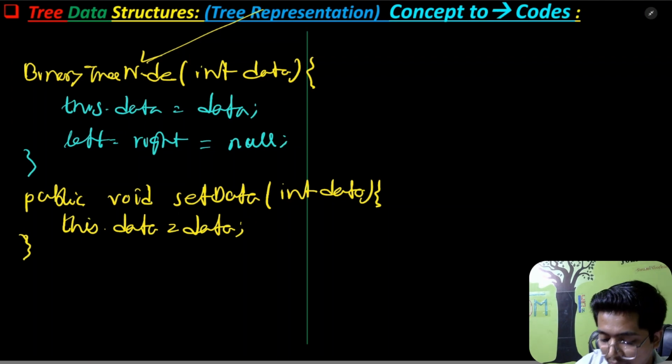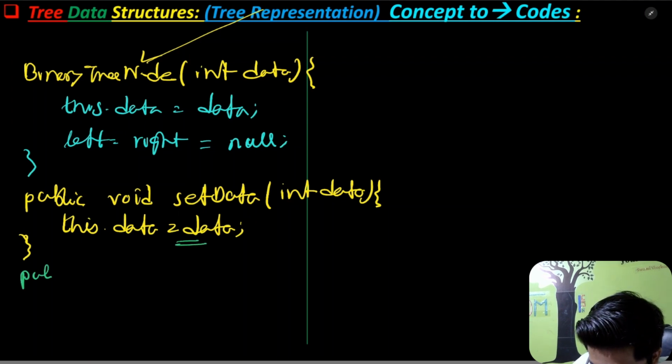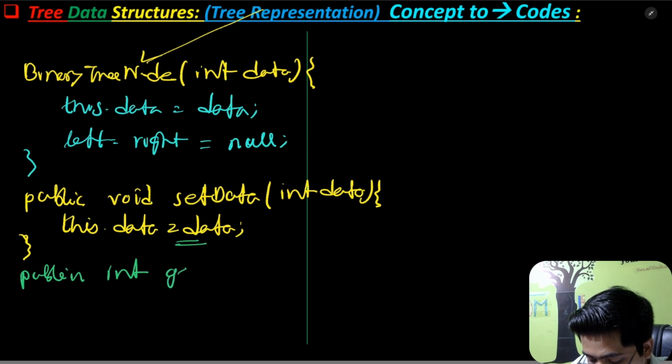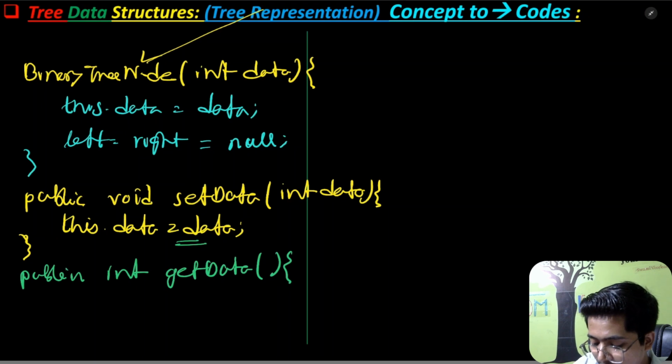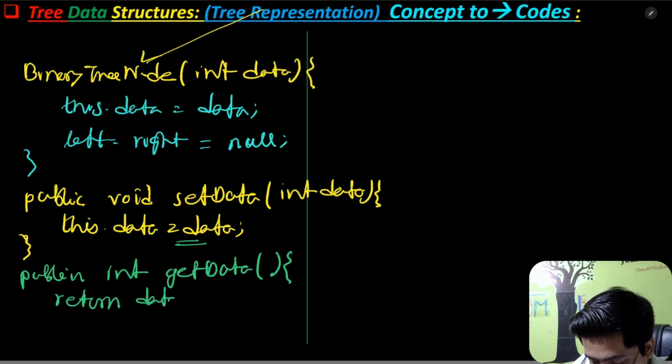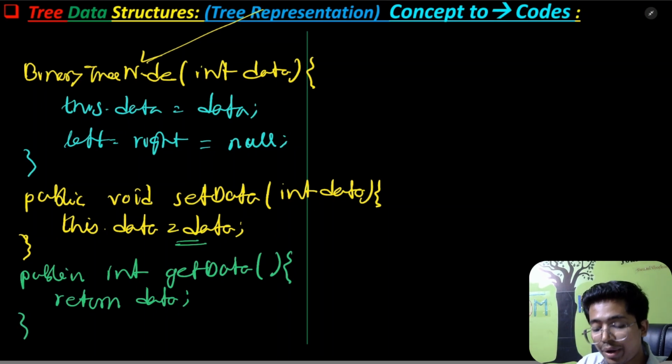Now we need to get the data. Whenever we try to get the data, we'll get data of type integer. So public integer get data. Now we don't need to pass anything as we are trying to get data. So return data, we'll be returning only data from here. So this is how we can get the data. Not only do we want to get the data, we want to get the pointers also.